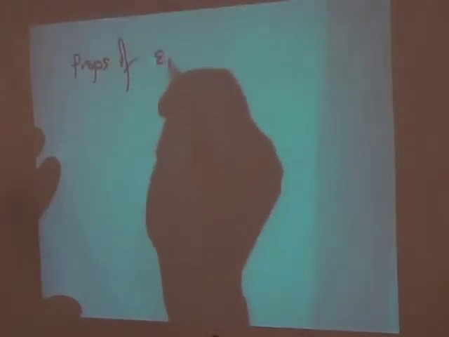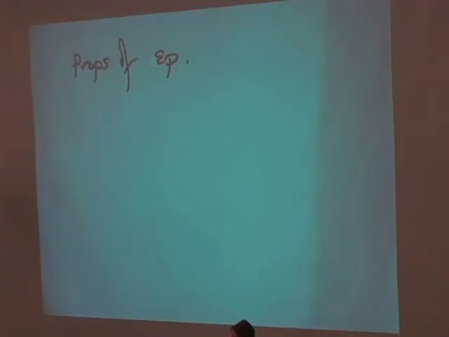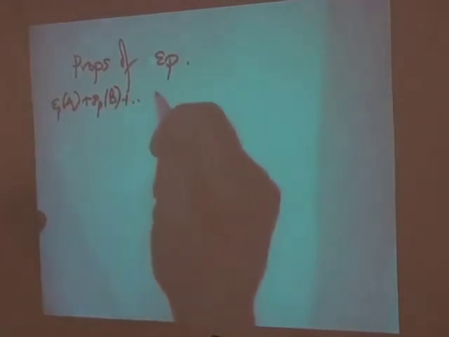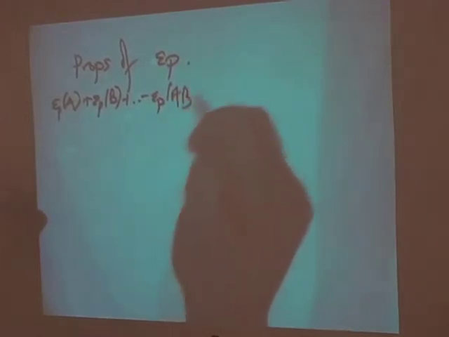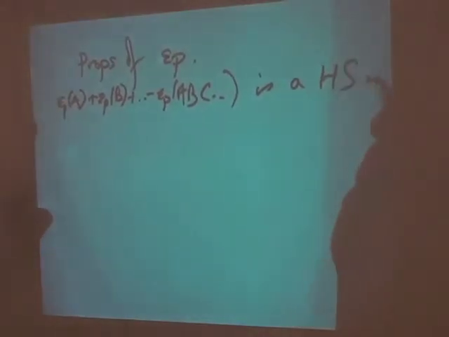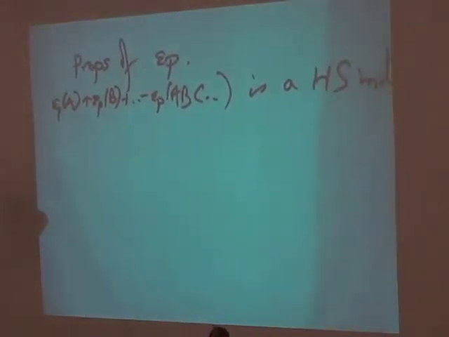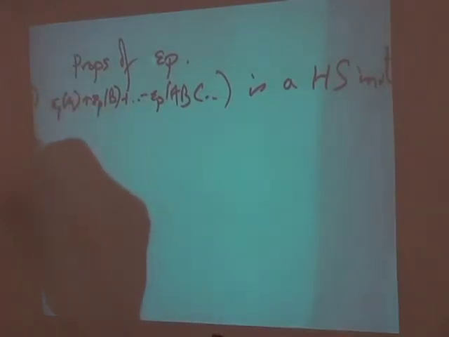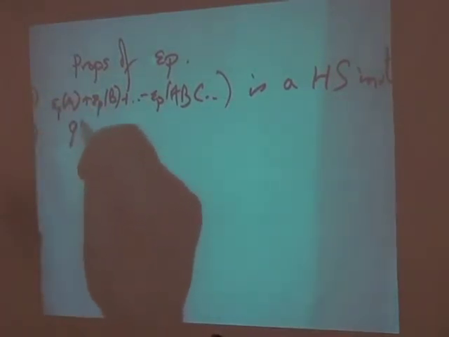Properties of epsilon p. Well, I want to just remind you first that epsilon p of A plus epsilon p of B plus epsilon p of C, minus epsilon p of ABC, is a Hasse-Minkowski invariant. And that's the best way of computing it. That's property number one. Property number two, I'll just say it's quadratic.